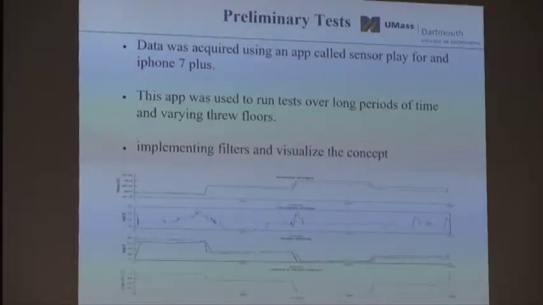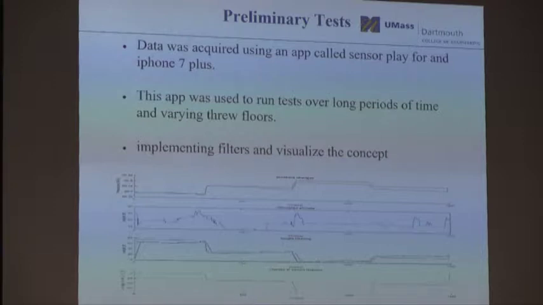So what we ended up doing when we first started this is we downloaded an app off of the market that was already available. It was called Sensor Play. We used it on an iPhone 7, and we used this app to gather some preliminary data and try to get a wraparound of what we were getting into and the factors we would have had to deal with.